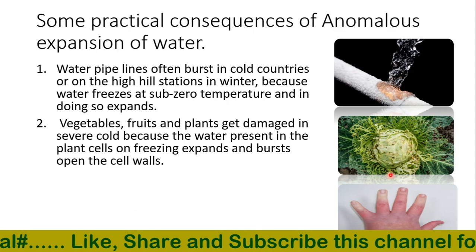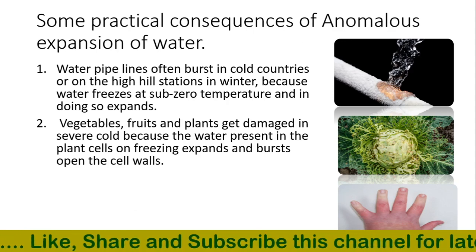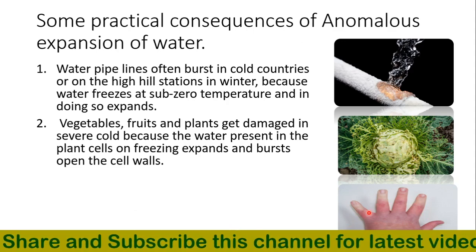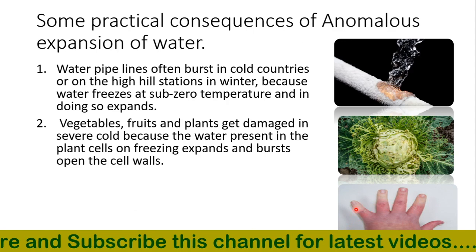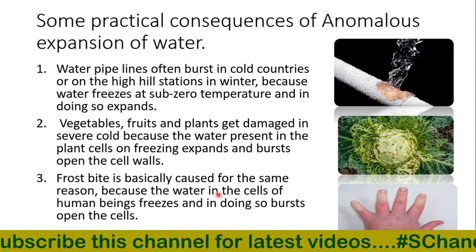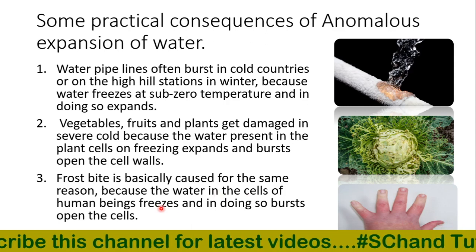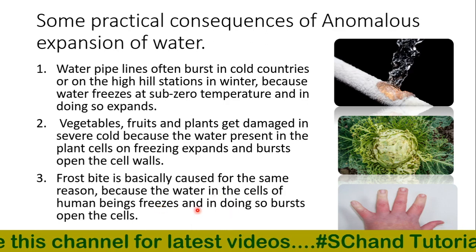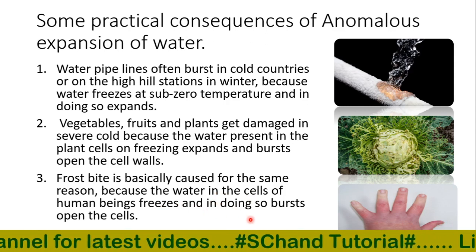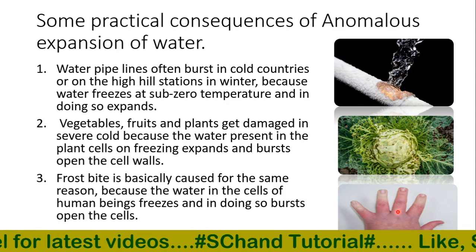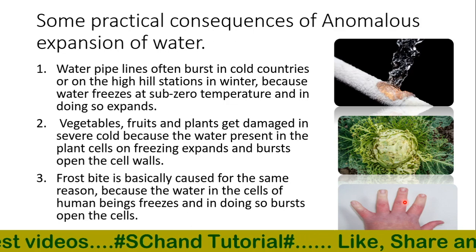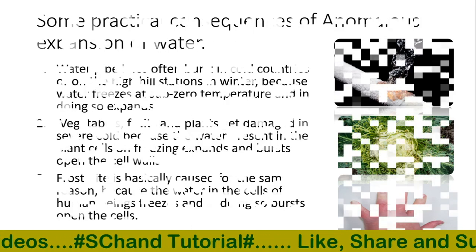So plants get damaged. You might have seen in the winter season we get red signs on our fingers. That is called frostbite. Frostbite is because of the same reason, because the water in the cells of human beings freezes, and in doing so it bursts the cells of our hands. That is called frostbite. So these are some practical consequences of anomalous expansion of water.